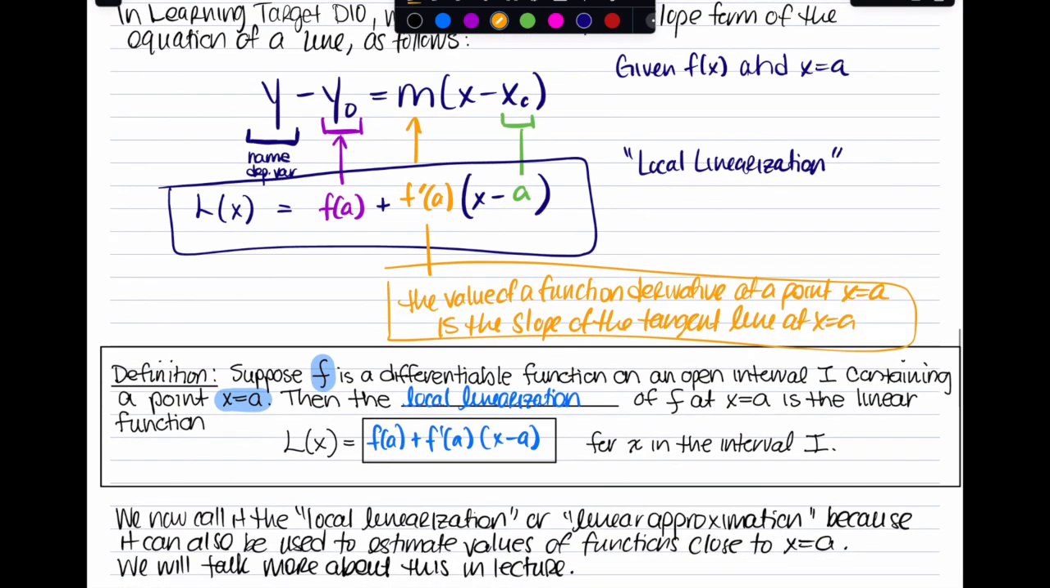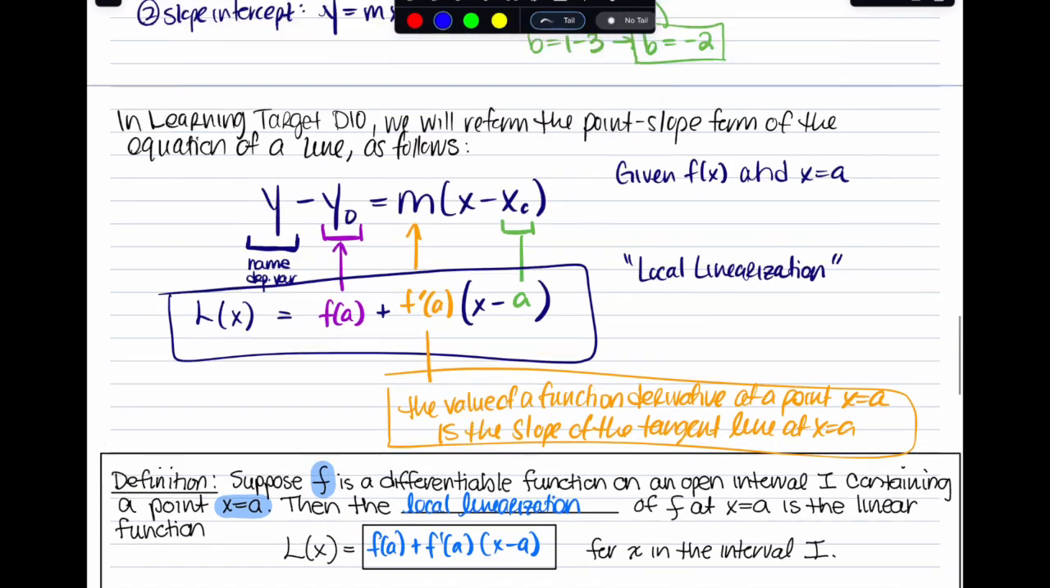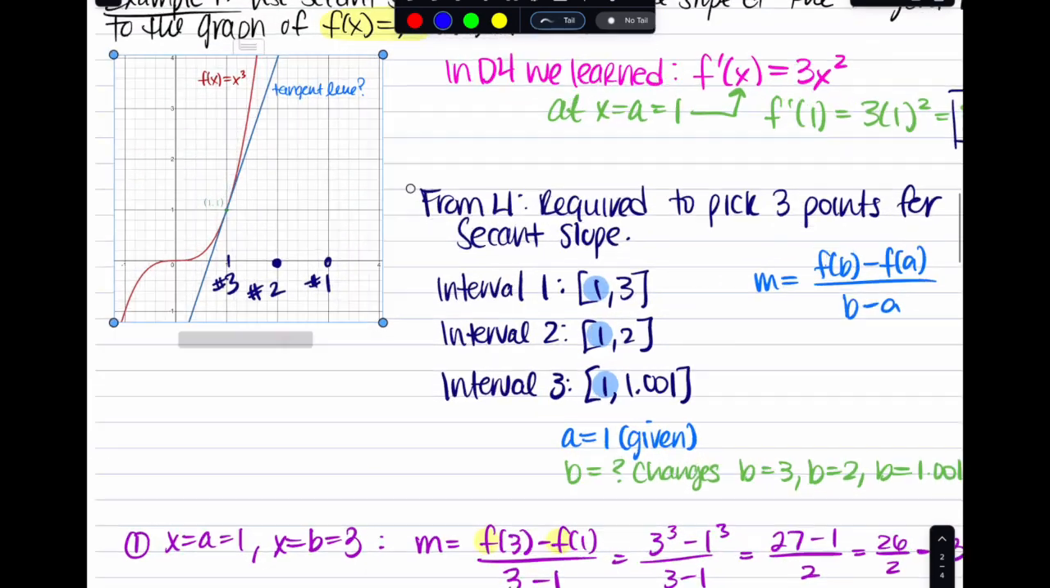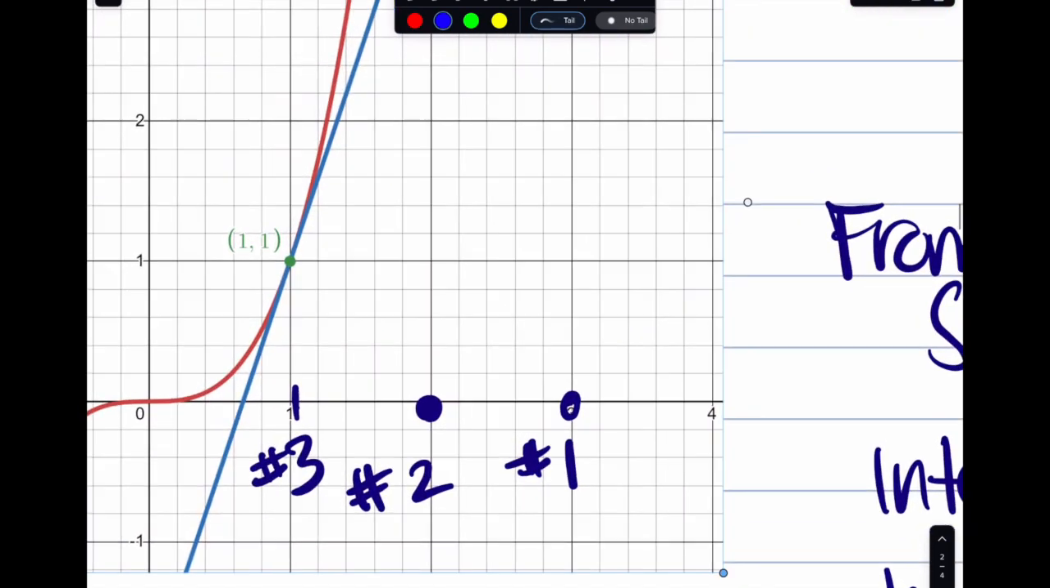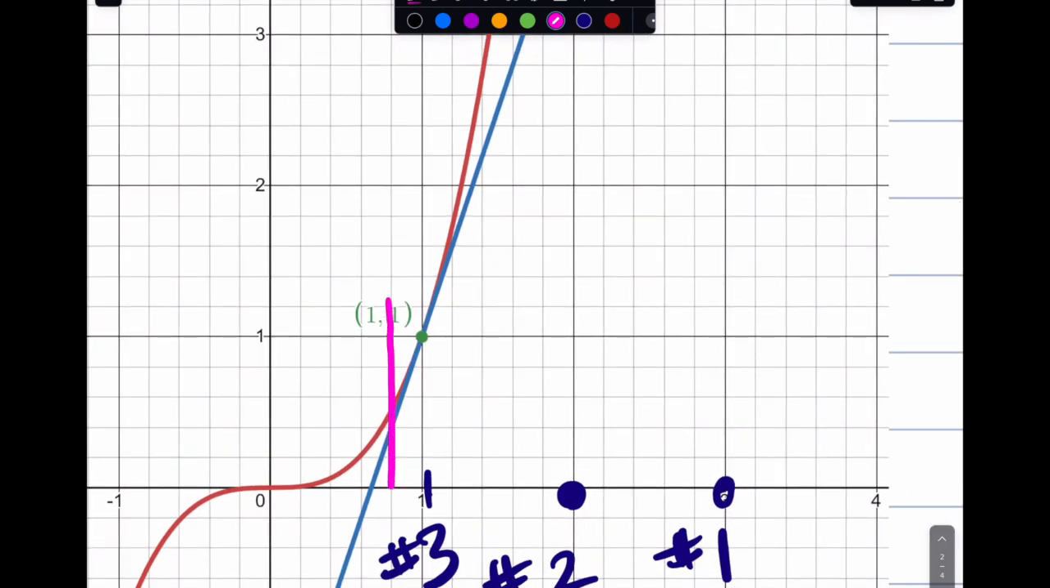And again, we call this the local linearization or the local approximation because it can also be used to estimate values of functions close to a. We're going to talk about this in lecture, but I want to just come up to the top here and just reiterate that within this interval of x, and this is why the definition talks about an interval of x, this blue line and this red line are very close together.